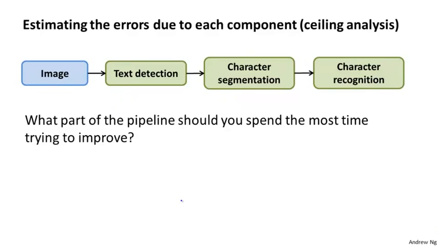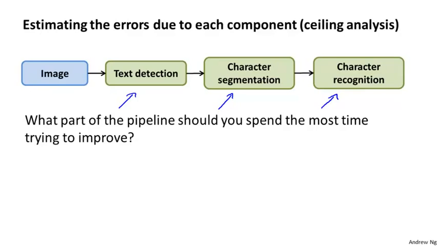In order to explain the idea of ceiling analysis, I'm going to keep using the example of our photo OCR pipeline. As I mentioned earlier, each of these machine learning components could be the work of even a small team of engineers, or the whole system could be built by just one person. But the question is, where should you allocate scarce resources? That is, which of these components, or which one or two, or maybe all three, is most worth your time to try to improve the performance of? So here's the idea of ceiling analysis.